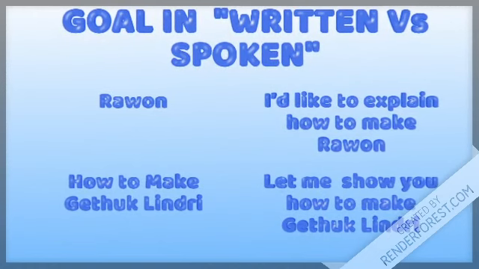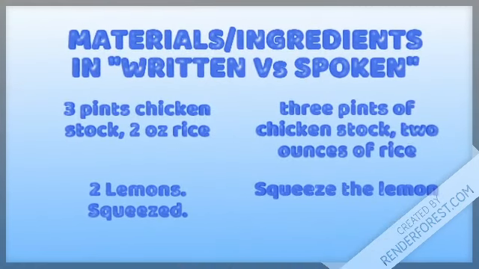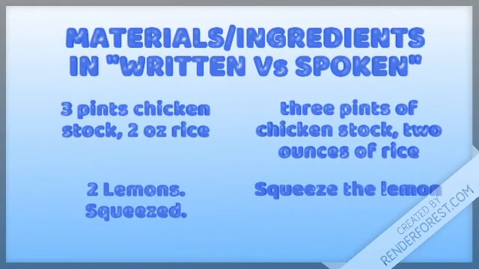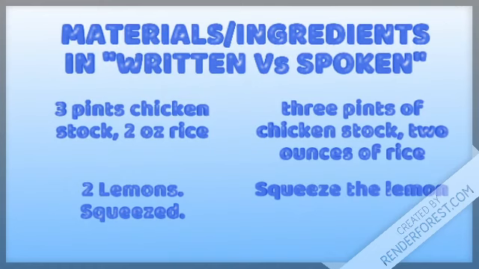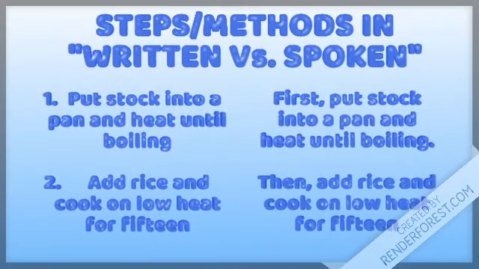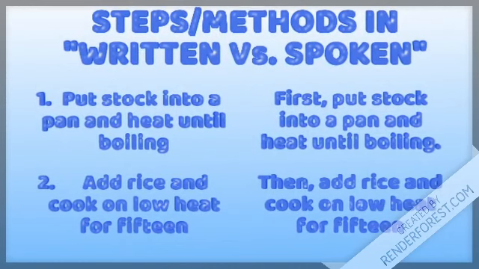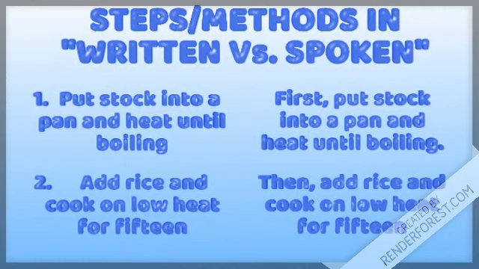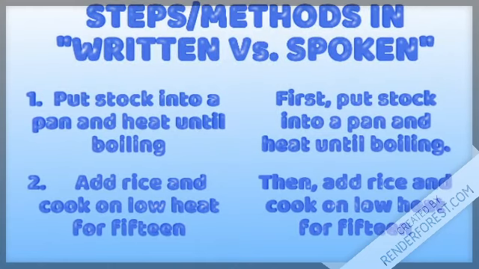How to make gedok lindri? Let me show you how to make gedok lindri. Materials in written: 3 pints chicken stock. In spoken: 3 pints of chicken stock. 2 lemons squeezed. Squeeze the lemon. Steps in written: 1. Put stock into a pan and heat until boiling. In spoken: first, put the stock into this pan and heat until boiling.